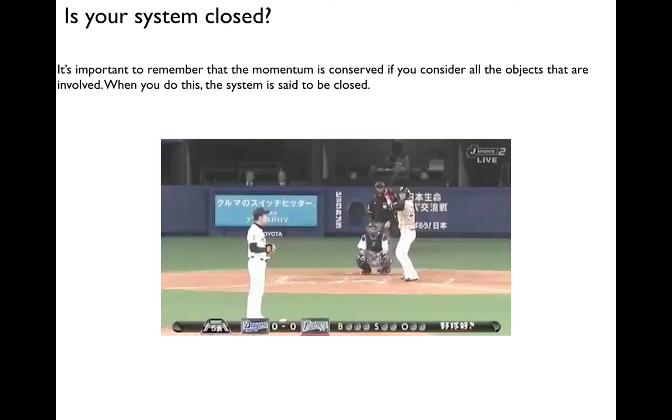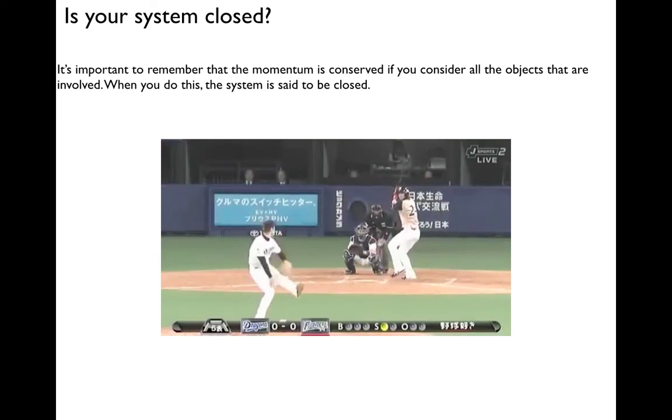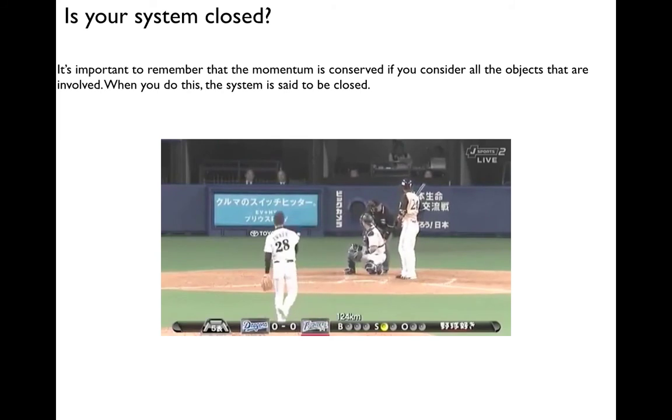Now, is your system closed? It's important to remember that the momentum is conserved if you consider all objects that are involved. When you do this, the system is said to be closed. So right here, on a baseball throw, for example, if you're just throwing something, you've just given that baseball a whole bunch of momentum, right? It went from zero momentum, because it has zero velocity, to some large quantity of momentum. Well, you can't just create momentum out of nothing, right? Momentum before equals momentum after.